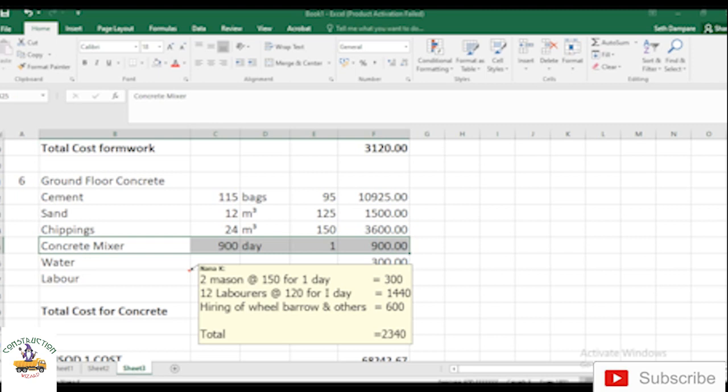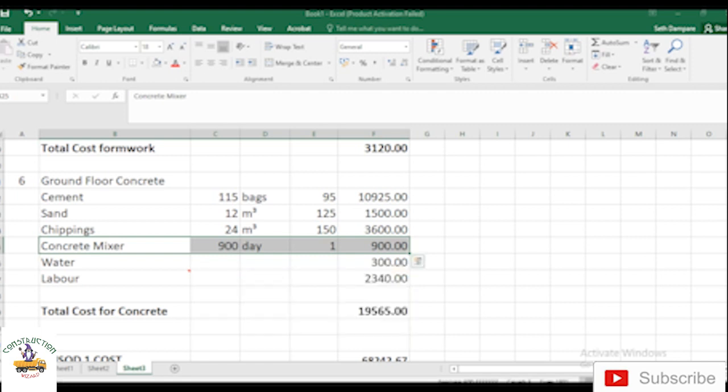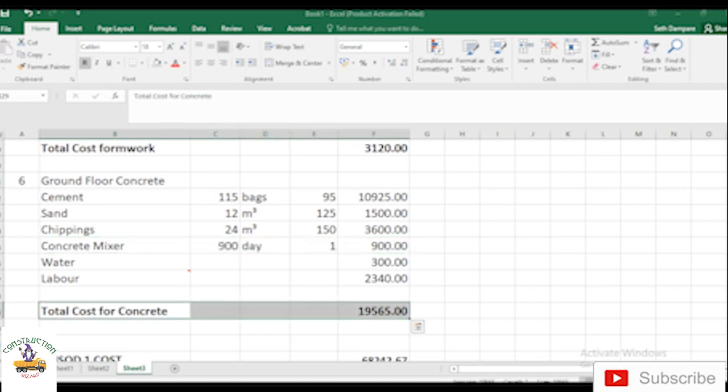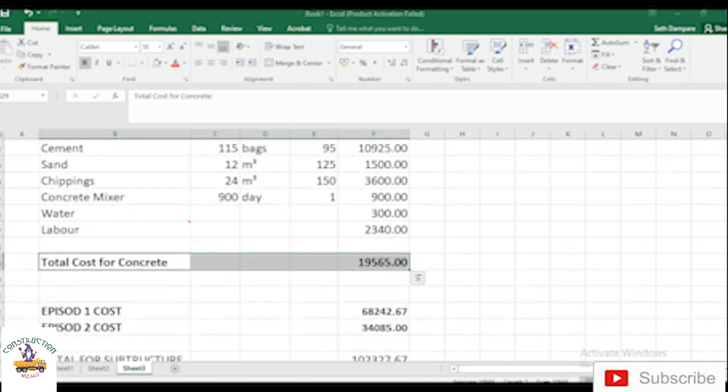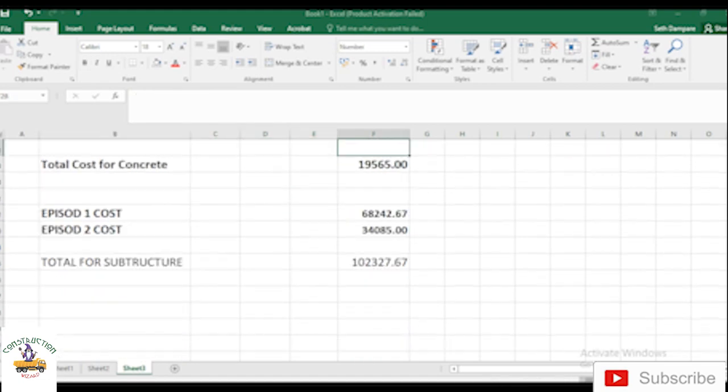And then we also hired some wheelbarrows, because we need more wheelbarrows for the concrete works, and you don't need to buy all the wheelbarrows. You can also rent some when you need them. So wheelbarrows and other small stuff to make our work complete also cost us 600 cedis. So the total for the labor for this phase cost us 2,340 cedis. So if you put the cost for the concrete together, it amounted to 19,565 cedis. And so you now understand why I said the big guy, because if you look at all the cost items here, it is the biggest one you can find because of the input for the concrete works.